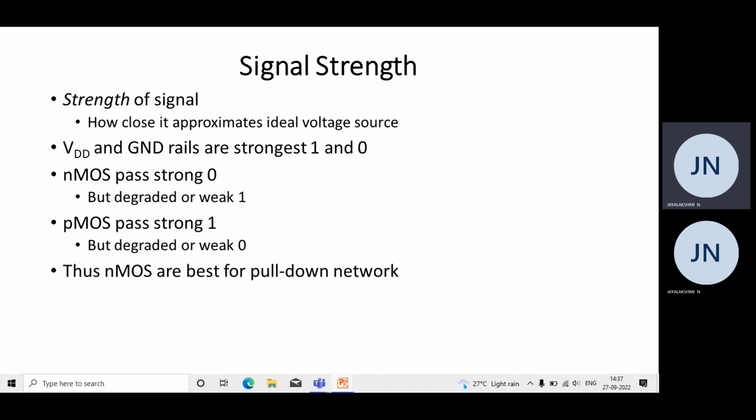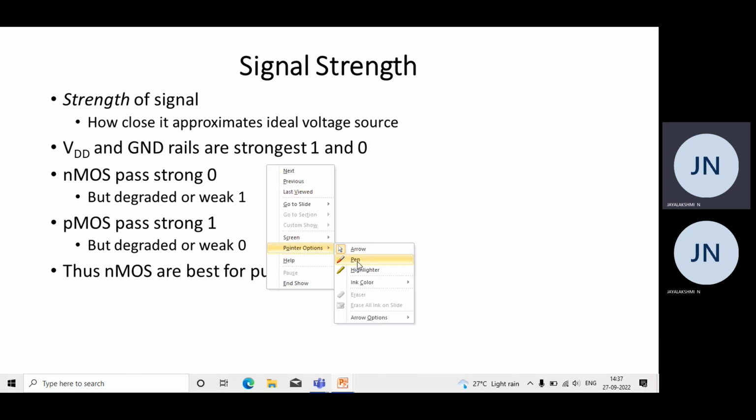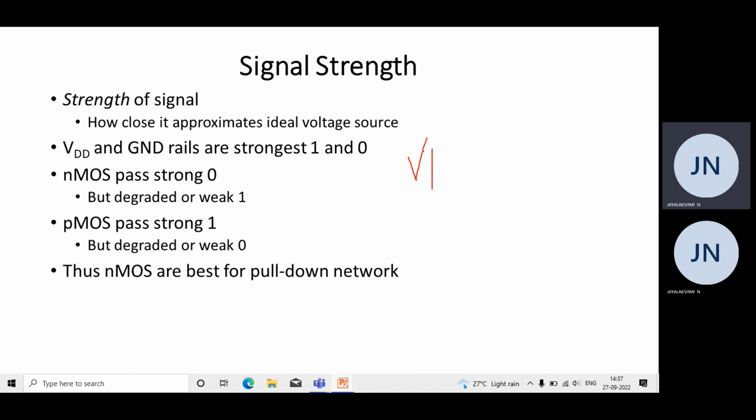As we know, the VDD and ground rails are the strongest 1 and 0. So if it is VDD, its value is 1. If it is ground, its value is 0.